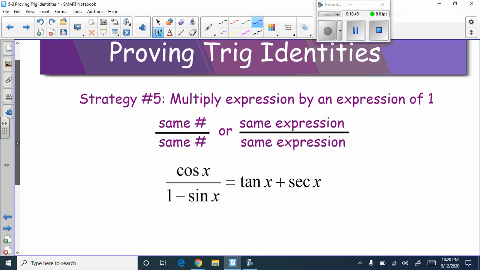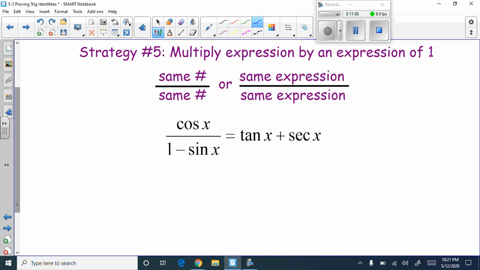All right, and then another one here. This one's a tricky one, and this is probably one that you would not have thought of to do, and that is multiplying an expression by an expression of positive 1. Now, when you multiply anything by 1, it stays itself. 5 times 1 is 5. X times 1 is x. And so you can multiply your numerator and denominator by the same value to help you out.